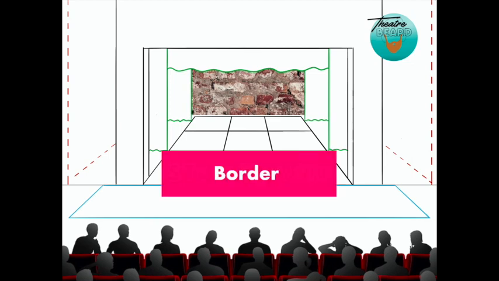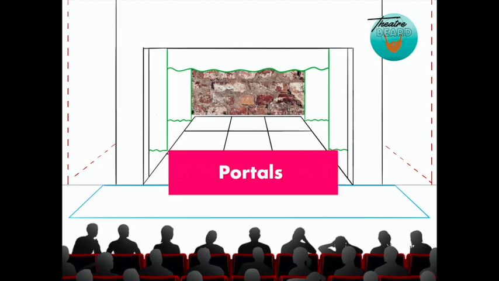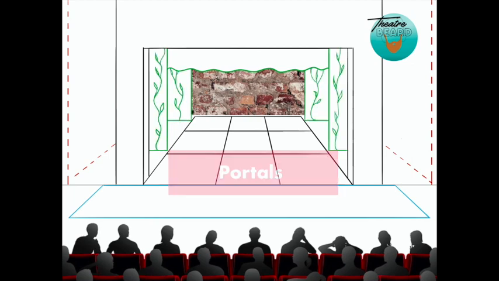This piece of cloth is known as a border. I should mention that legs and borders are usually made of black fabric, but so that you can see them better in this diagram, I've just outlined them in green. Also, sometimes the legs and borders might be made out of wood and have scenery or patterns painted on them, and in this case they're then known as portals. So let's add those in now instead of the cloth ones.